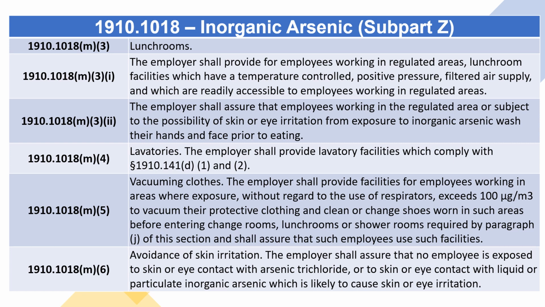1910.1018(m)(5), vacuuming clothes. The employer shall provide facilities for employees working in areas where exposure, without regard to the use of respirators, exceeds 100 micrograms per cubic meter to vacuum their protective clothing and clean or change shoes worn in such areas before entering change rooms, lunchrooms, or shower rooms required by paragraph (j) of this section, and shall assure that such employees use such facilities.